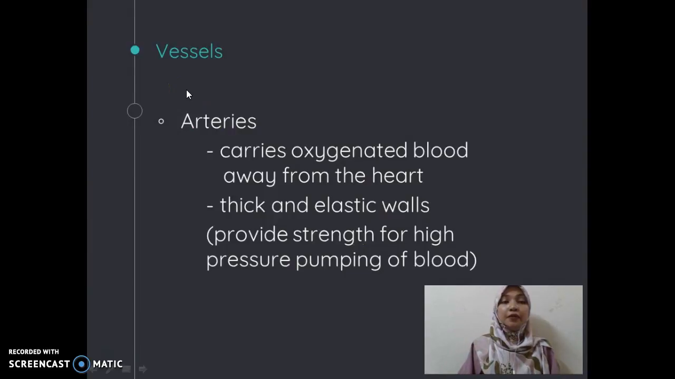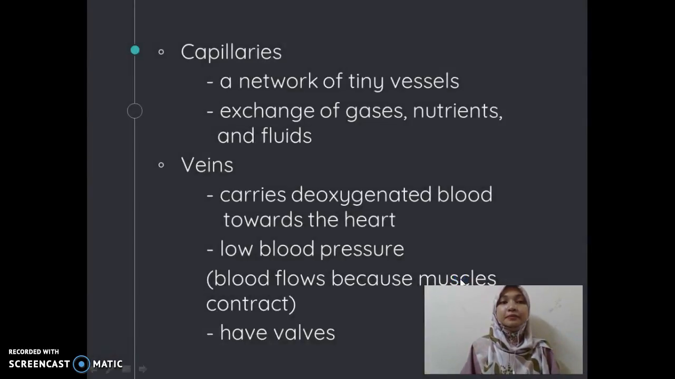Next, I will explain about the vessels. So basically, the blood vessels consist of three types, as I said earlier: the artery, capillary, and also vein. The arteries carry oxygenated blood away from the heart, and they have thick and elastic walls in order to provide strength for the high pressure pumping of blood. The capillaries consist of a network of tiny vessels, where most of the exchange of gases, nutrients, and fluids occurs.